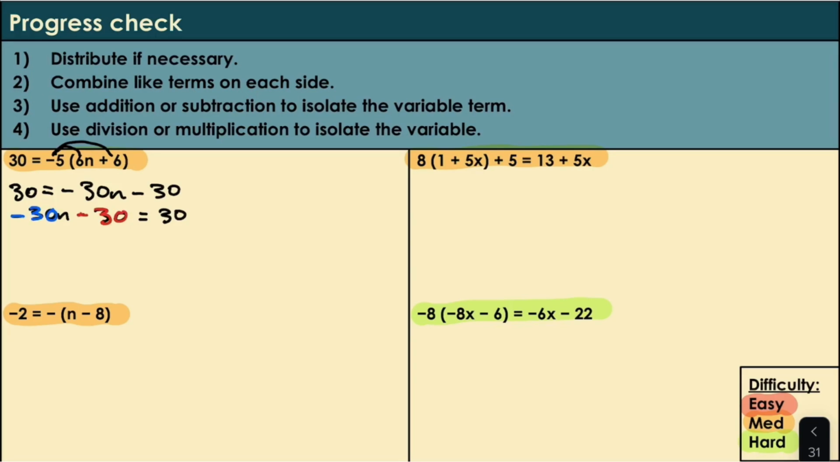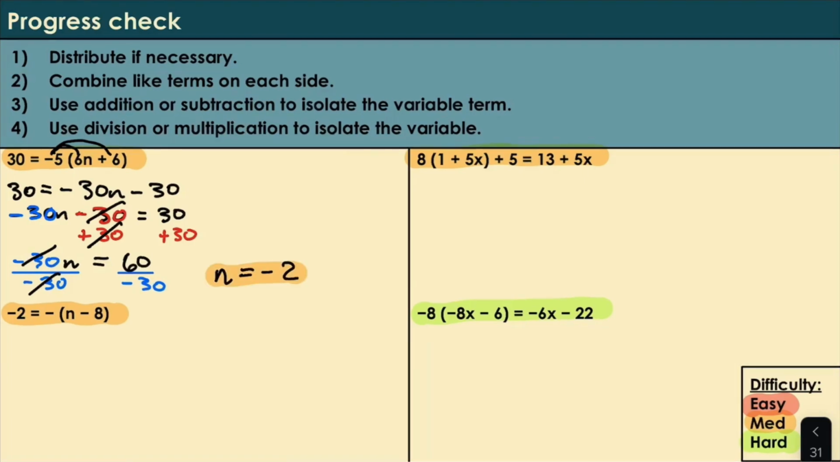Now, to undo the subtraction, I must add 30 on both sides. 30 cancels with 30. 30 added to 30 is 60. The coefficient of n is negative 30, so I must divide by negative 30 on both sides. Negative 30 divided by negative 30 cancels. Positive 60 divided by negative 30 is negative 2. Next question.